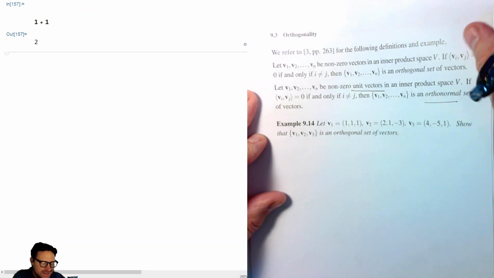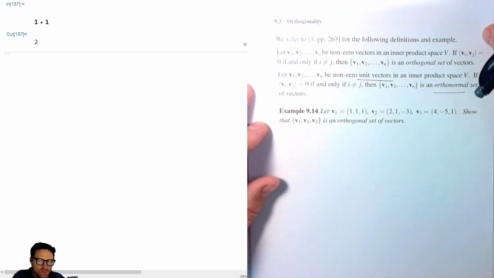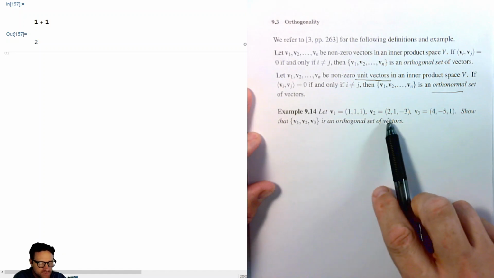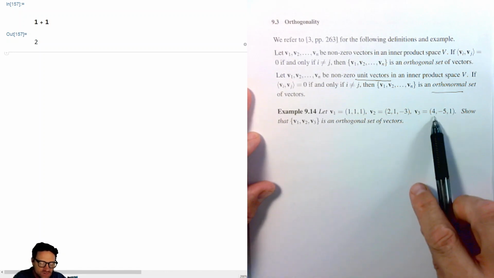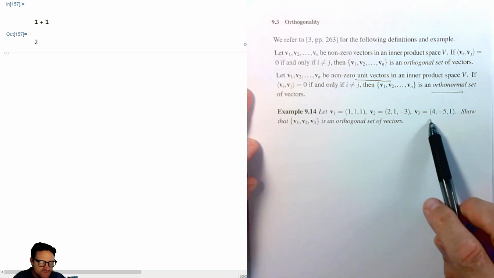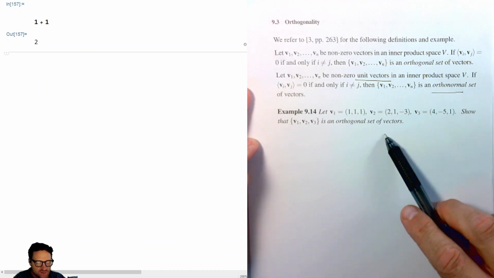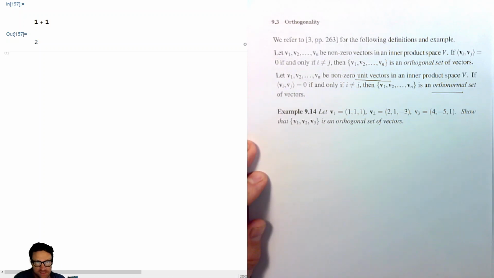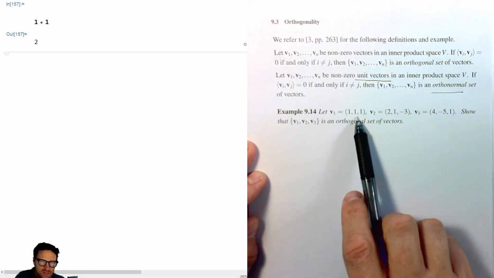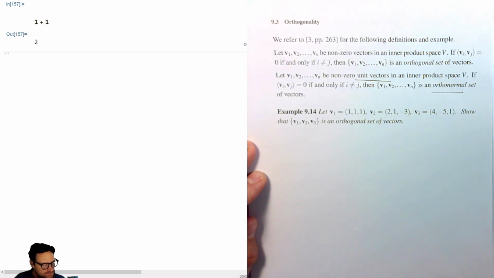Okay, so let's have a look at example 9.14. Let v1 be (1, 1, 1), v2 be (2, 1, -3), and v3 be (4, -5, 1). Show that the set v1, v2, v3 is an orthogonal set of vectors. But let's go a step further and show that it's not orthonormal because they're not unit vectors. You can see that they're not unit vectors because their norm is not equal to 1.